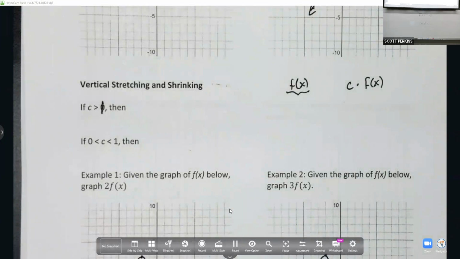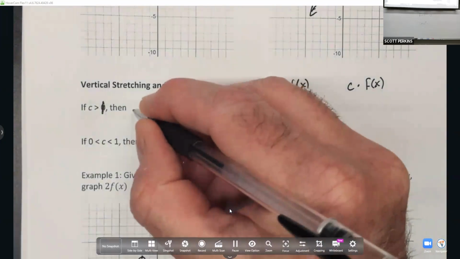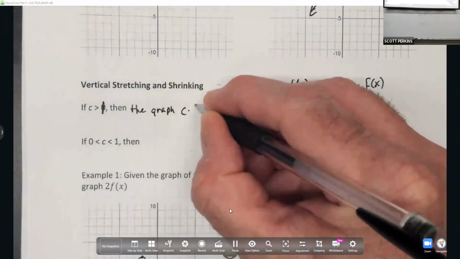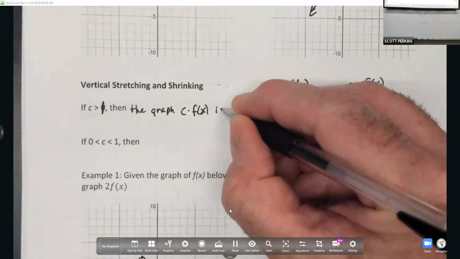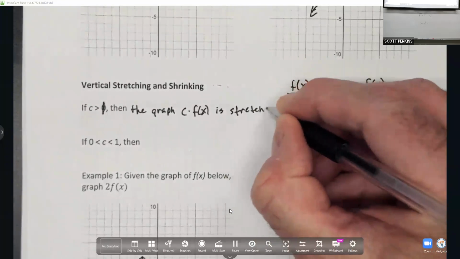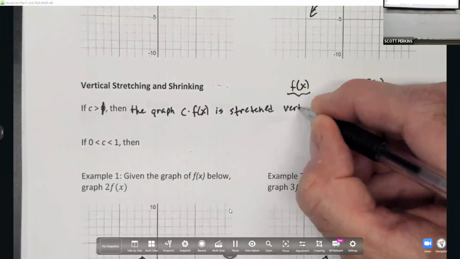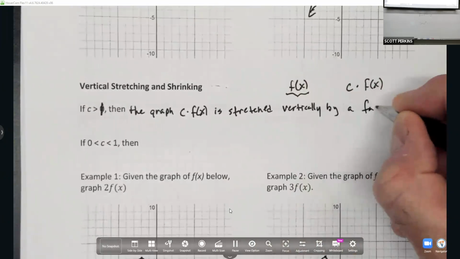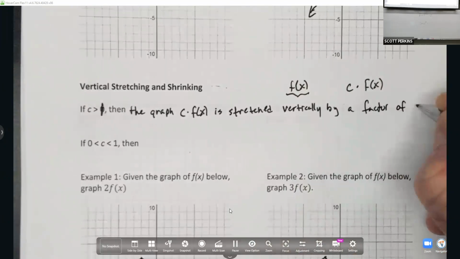If c is bigger than 1, so meaning it's a number larger than 1, 1.5, 2, 2.325, something like that. If it's anything bigger than 1, then the graph c times f of x is stretched vertically by a factor of c.